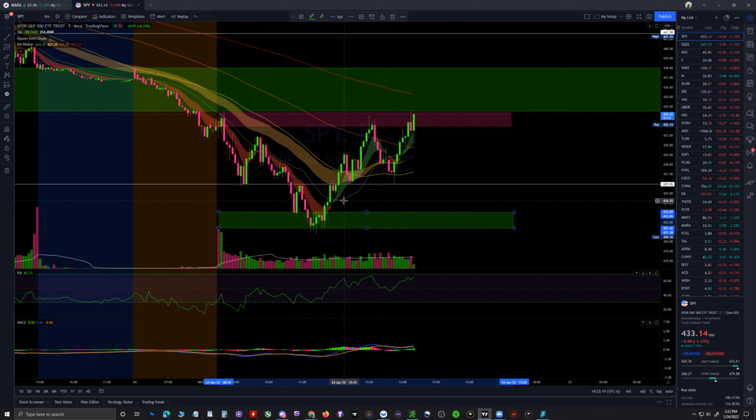It's trying to test again. And so these are major supply and demand. Up at the top, we've got major supply. Down at the bottom, we've got major demand. So once it hit major demand, it started pushing back up. And now it's re-entered this major supply zone.